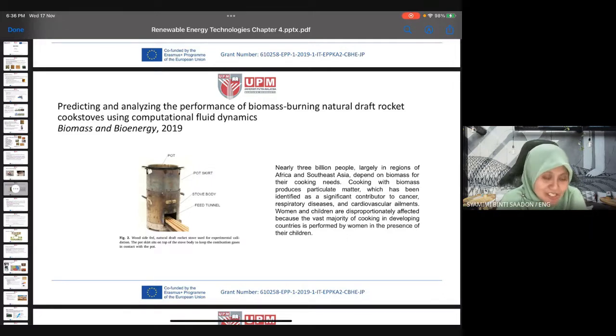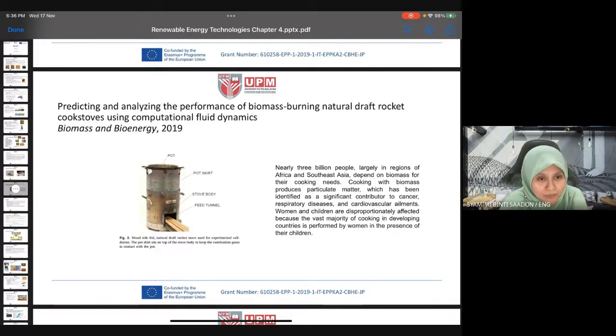This is not a surprise, because we know that the woman is normally the one, especially in this country, who does the cooking and all the stuff. So this is one of the impacts of using wood or this traditional cook stove, right?